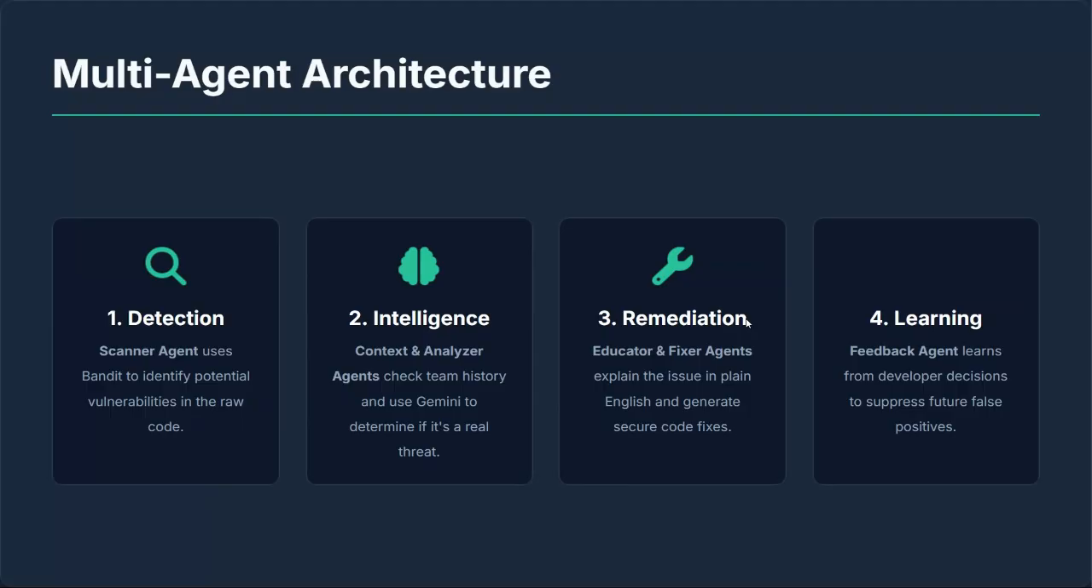The learning layer is where the feedback from developers comes into the picture. If developers feel that a particular feature is only internal and doesn't need to be highlighted as a security issue, they can provide that feedback to our multi-agent architecture.